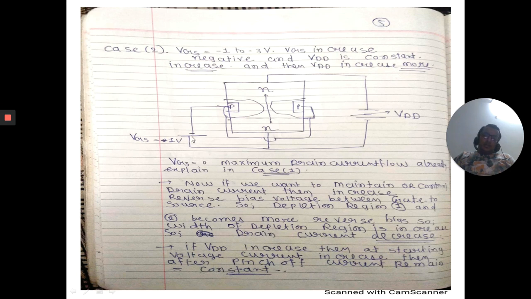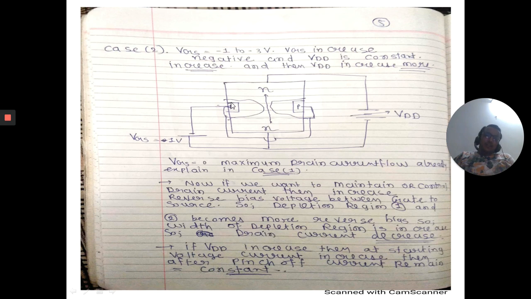So here constant minus 1 volt, and if you increase the VDD, then at the starting value drain current flows. Why does drain current flow? Because the depletion region is not broad. So now if we want to maintain or control the drain current, then increase the reverse bias voltage between the gate and source so that depletion regions 1 and 2 become more reverse biased. So the width of the depletion region is increased.